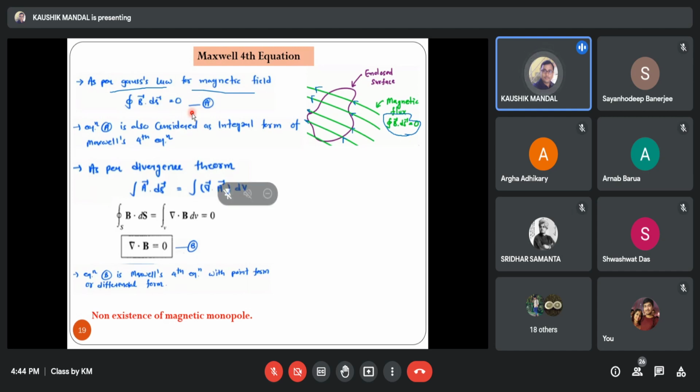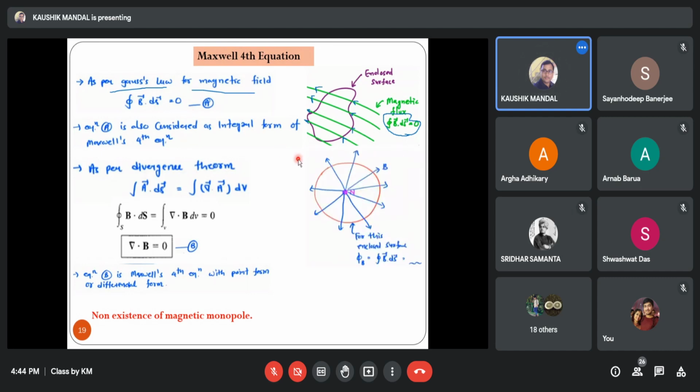we know that magnets always come with a north and south pole. A single north pole or single south pole can't exist. Any magnetic bar must have a north pole and south pole. Single north pole or south pole cannot exist. That comes from Maxwell's fourth equation, non-existence of magnetic monopole. It will be more clear.